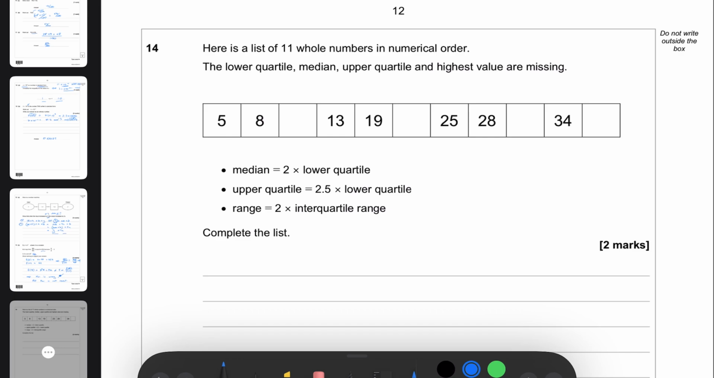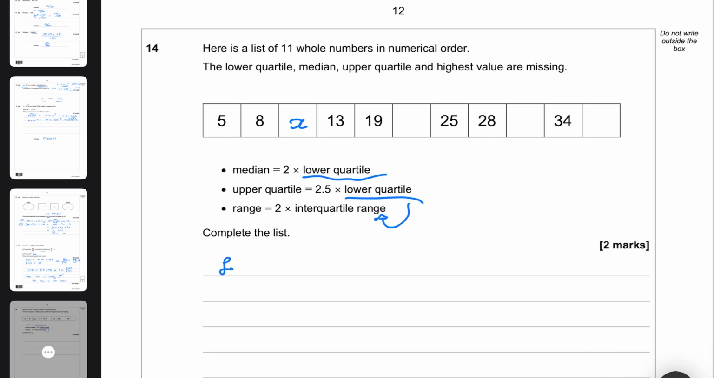You can literally input x. Since all of those depend on the lower quartile, let x equal the lower quartile. Then we know that 2 times the lower quartile is equal to the median, so we have 2x here. The upper quartile is equal to 2.5 times the lower quartile, so let me write that: 5 over 2 x. And the range is equal to 2 times the interquartile range.